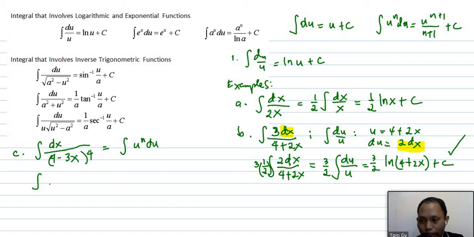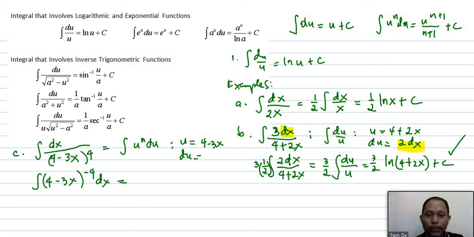So rewriting this one, that becomes 4 minus 3x raised to negative 4 dx, which is equivalent to, you have to identify what is your u. Let u equal 4 minus 3x, and then du is the derivative of 4 minus 3x, that is negative 3 dx. If you have noticed here, you have negative 3 dx, and this one is only dx. So this formula is applicable for this particular problem.